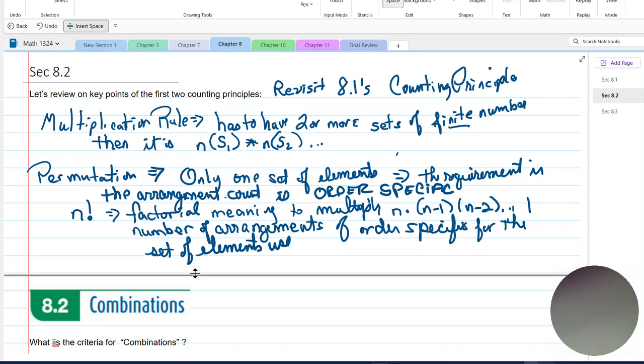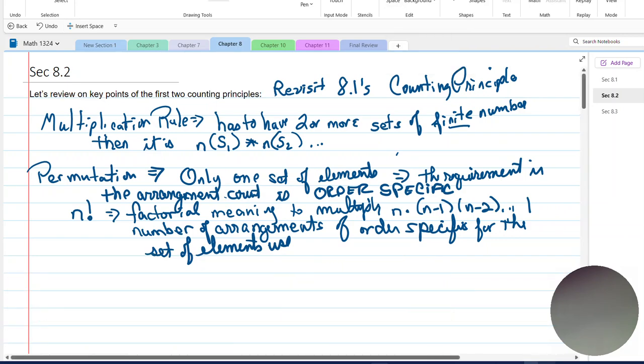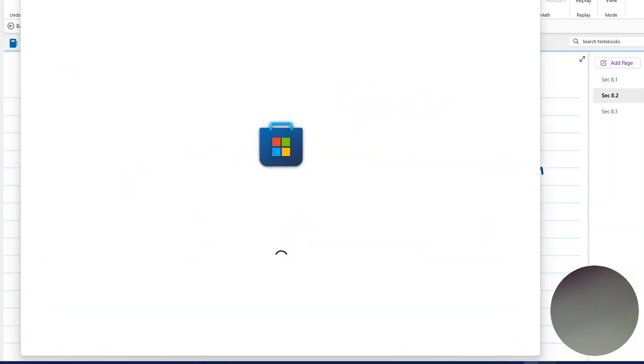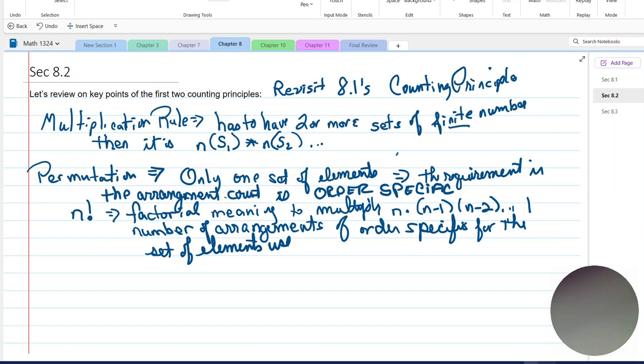But then you can have this guy here, the permutation, which is, I'm going to put my glove because I keep on opening things. Tablets are very sensitive.